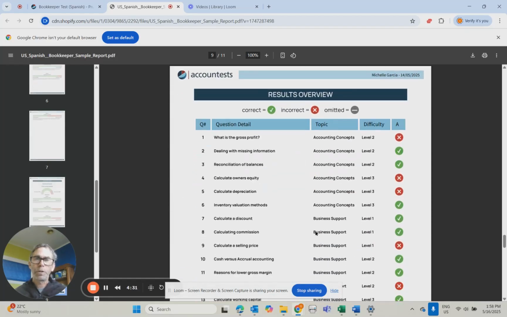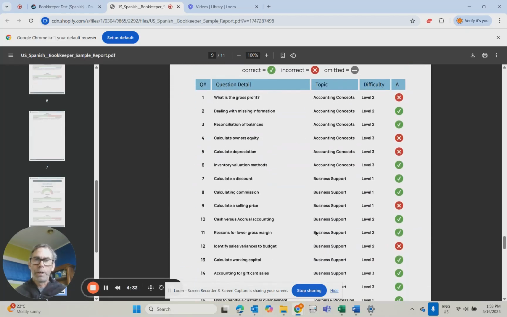And then the next 2 pages go through each question one by one. What was the question about? Which section was it in? What level was it at? And did they get it right or wrong? And if you see any little grey circles in that last column, that means that they didn't answer the question.